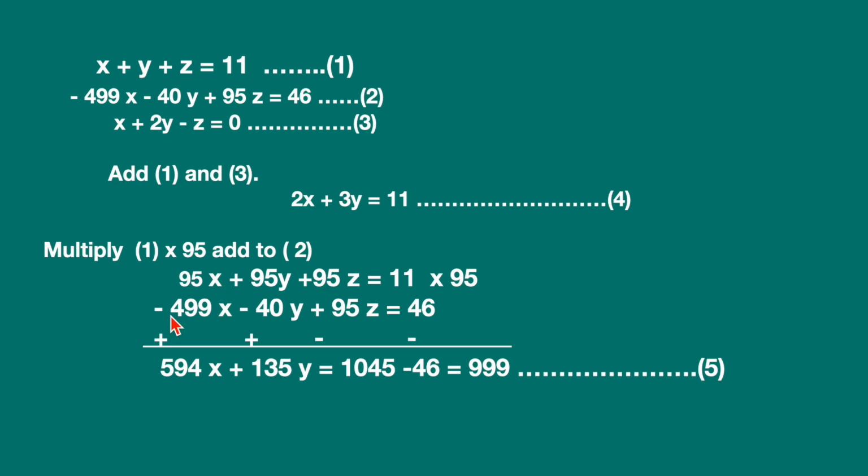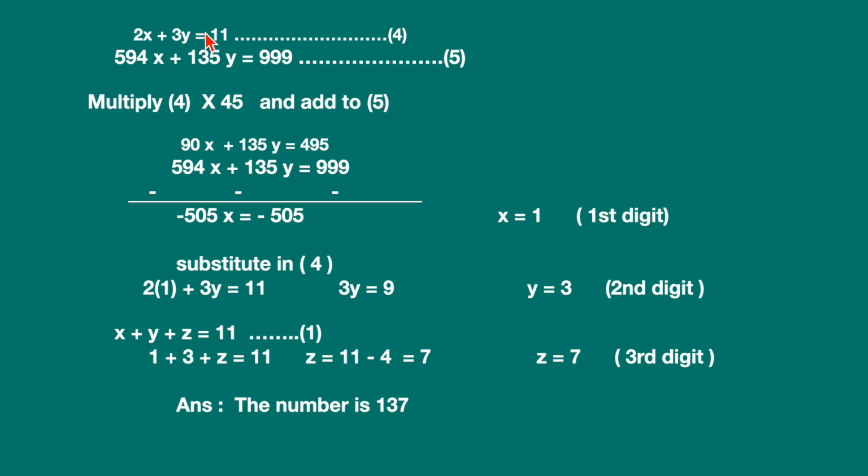So minus has become plus, isn't it? So 95x plus 499x, that is 594x, plus 95 plus 40 is 135y, is equal to, this will cancel, 11 multiplied by 95 is 1045, minus 46 is 999. So you can see I've got another equation in x and y. Okay, let me write it down. So these are the two equations.